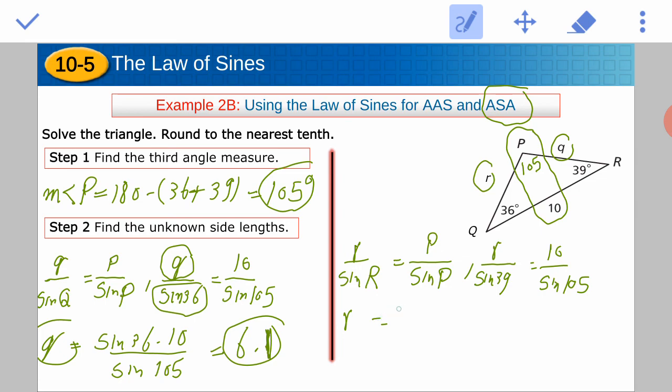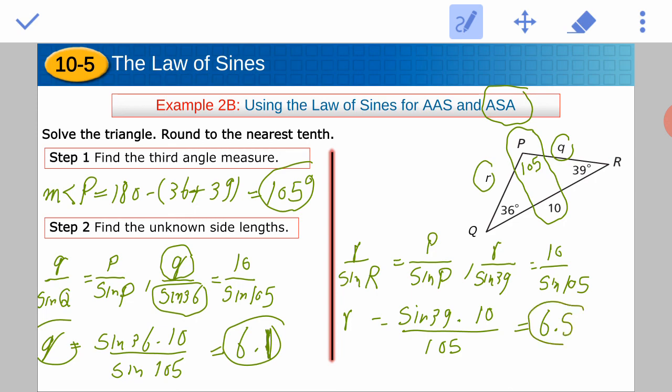You will get R isolated and equal to sine 39 times the ratio 10 over sine 105. Guys, if you put that in the calculator, you will get the side length. It's going to be 6.5.